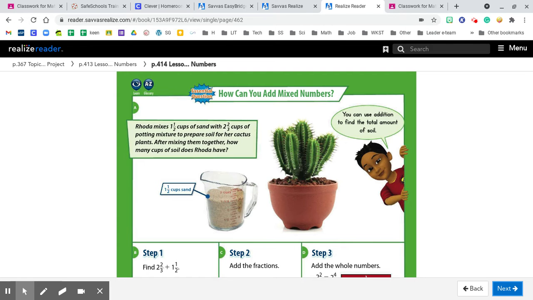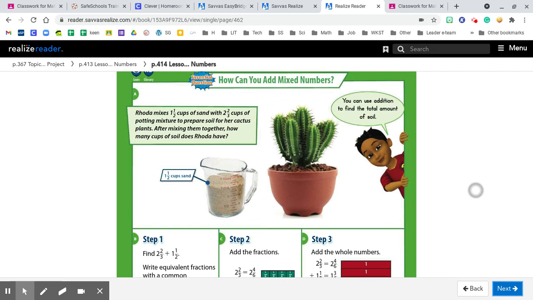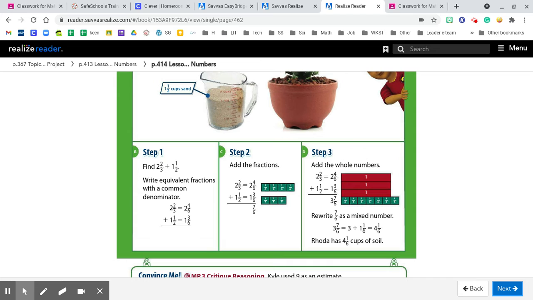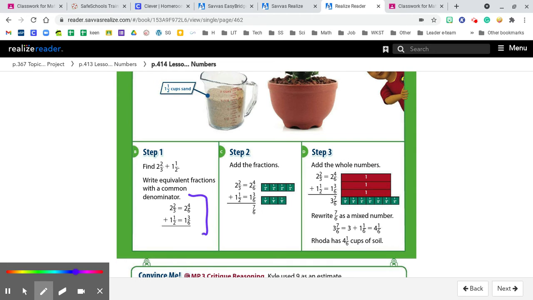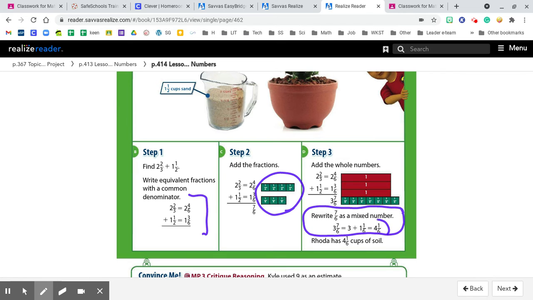How can you add mixed numbers? Rhonda mixes 1 1/2 cups of sand with 2 2/3 cups of potting mixture to prepare soil for her cactus. After mixing them together, how many cups of soil does she have? So you can use addition, and you can see they've got them renaming the fractions because 3 and 2 are not the same, so they went with 6s, just like we did on the previous question. You can see the example of using your fraction strips. If you'd like to regroup and use fraction strips, you're more than welcome to do that. Don't forget, you always have to rewrite the fraction as a mixed number and in lowest terms.